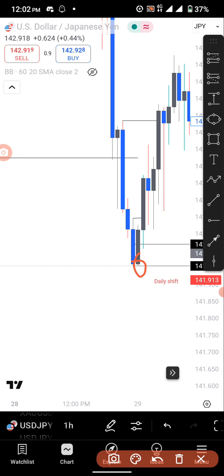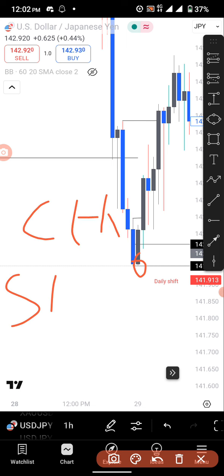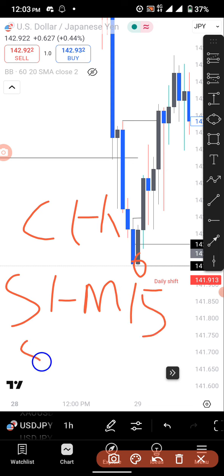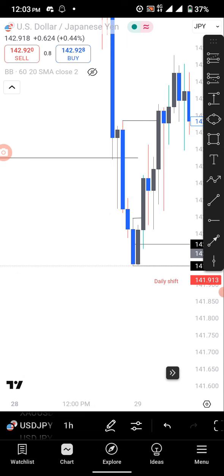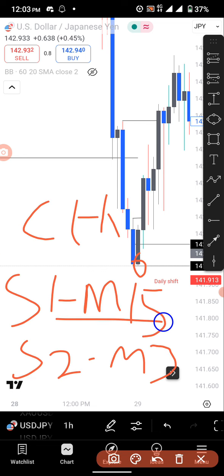Now the constant time frame it is H1. The situation 1 or the S1 time frame now it is M15. Then the situation 2 or the S2 is supposed to be M3. So these are the liquidity areas you're going to refine. You shall refine back to M15 or M3.